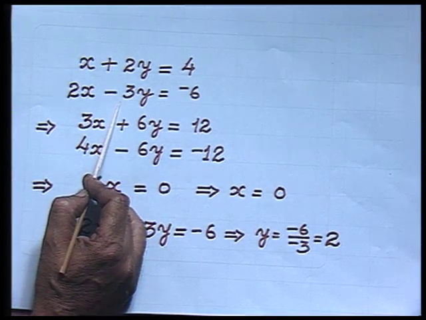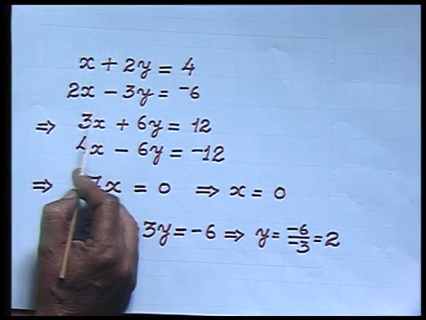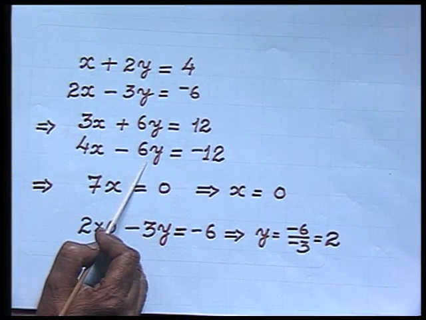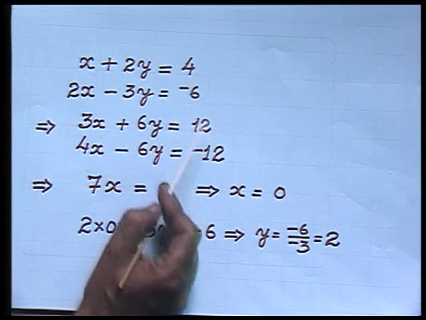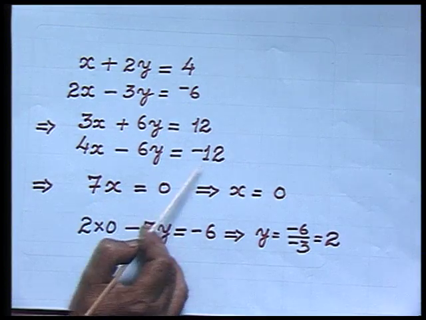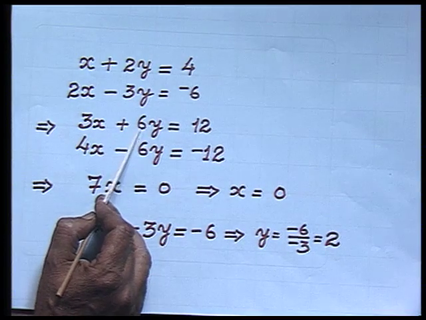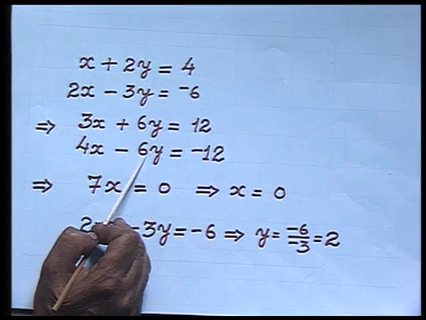Second equation has been multiplied by 2. 2 into 2 is 4x, 2 into minus 3y is minus 6y, and 2 into minus 6 is minus 12. Now, here what do you find? I have made the coefficients of y same. Here it is 6 and here it is 6.